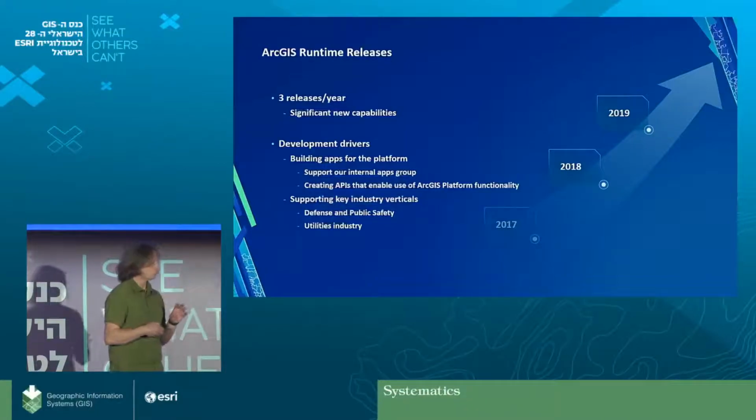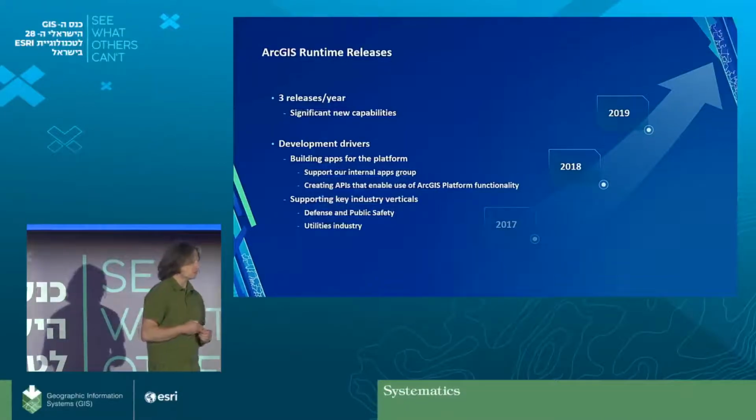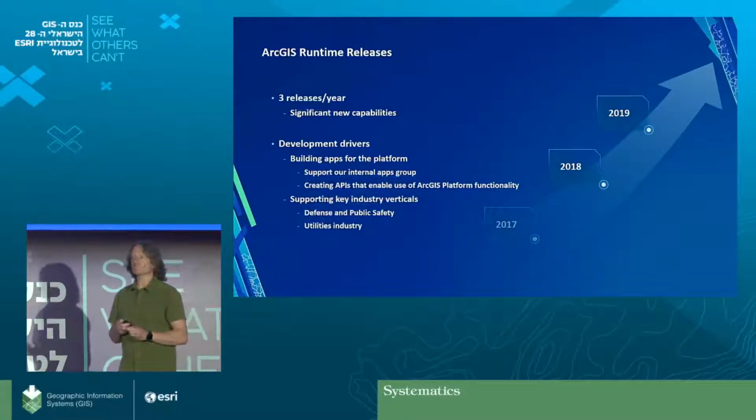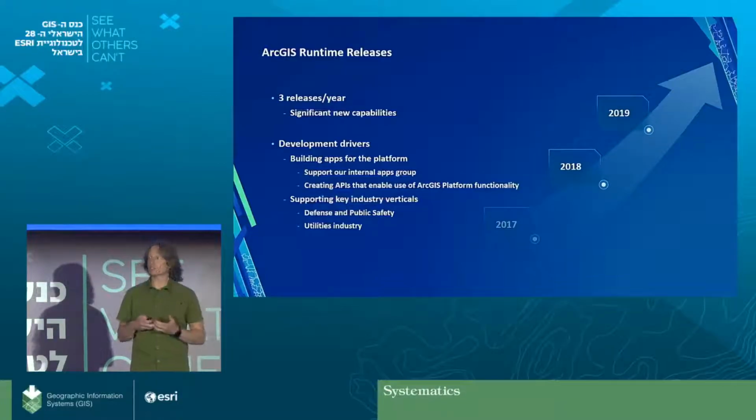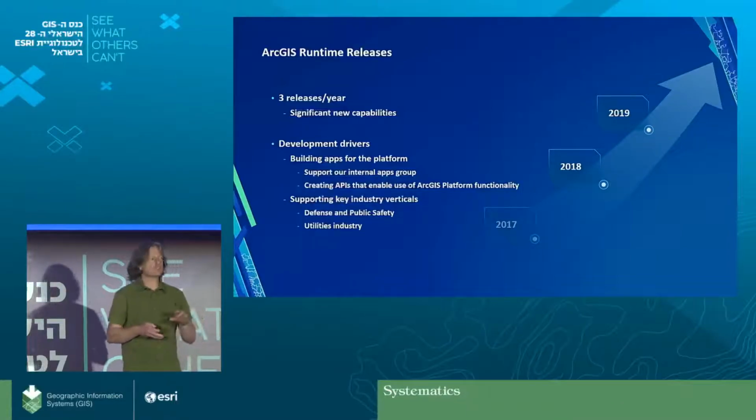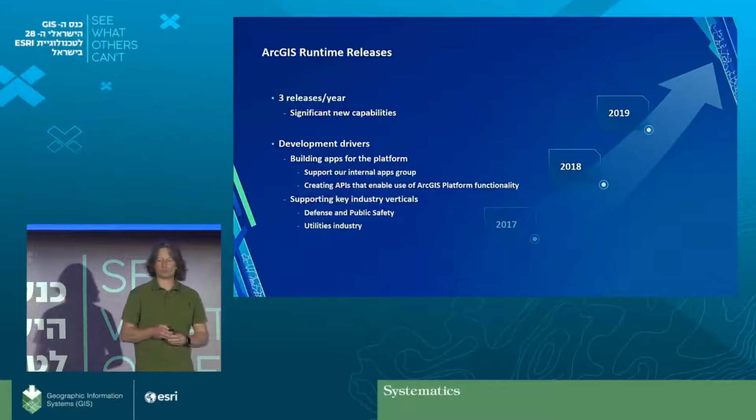And we determine what work we're going to put into the runtime based on your needs. And the two key industries that we really see picking up the runtime and using it a lot is the utility industry, as well as defense and public safety. So these are the two industries that are really driving our development efforts for the runtime.